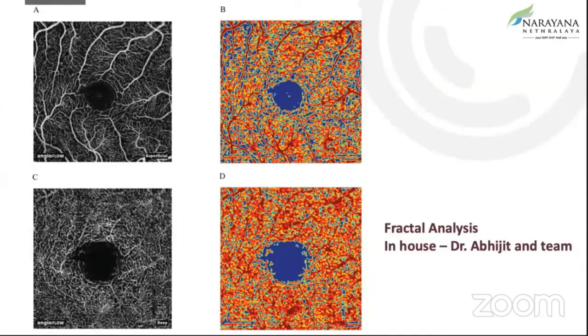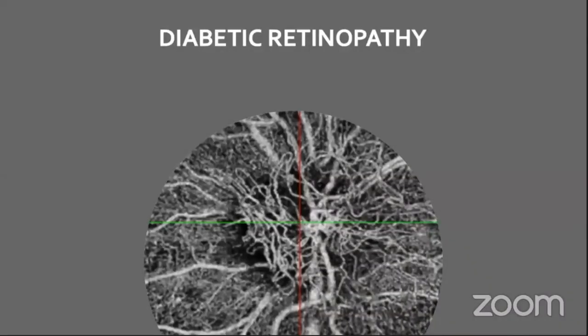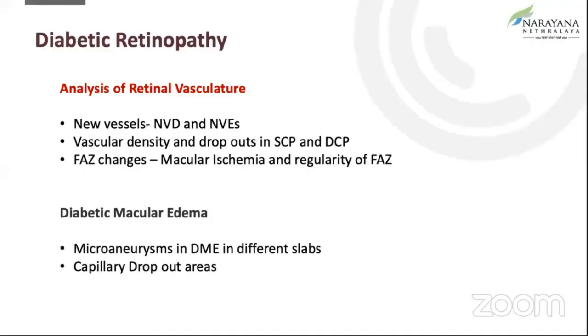We also had an inbuilt software made where we looked at fractal analysis. Our team put this together, and I will share a couple of studies. Here, the blue again indicates non-flow areas, and the red indicates the high flow areas or the vasculature. So coming specifically to diabetic retinopathy, it helps us in analysis of retinal vasculature, whether it is new blood vessels, the vascular density, the dropout in both the SCP and the DCP. The FAZ also we are able to see very early, and we are able to pick out macular ischemia, and the irregularity of the FAZ is very well seen.